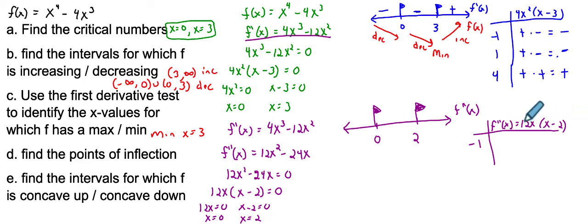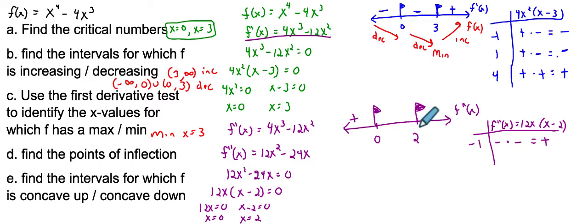Plug it into the second derivative. I get a negative for this first term. And I'm going to times that by, well, negative 1 minus 2 is still negative. So negative times a negative gives me a positive. So my second derivative is positive for this interval.